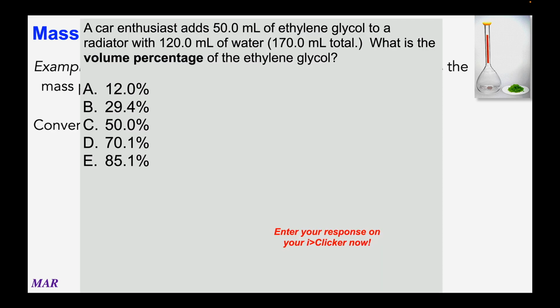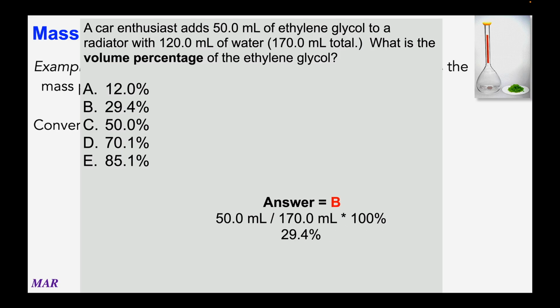Here's an example of a problem too. In this one, we're looking for a volume percentage. In this question, 50 milliliters of ethylene glycol are added to a radiator with 120 milliliters of water. So you'd have a total volume of 170 milliliters. What's the volume percentage of ethylene glycol? That'll be the 50 milliliters of ethylene glycol divided by the total volume times 100%. If you do that, it comes out to be 29.4%.